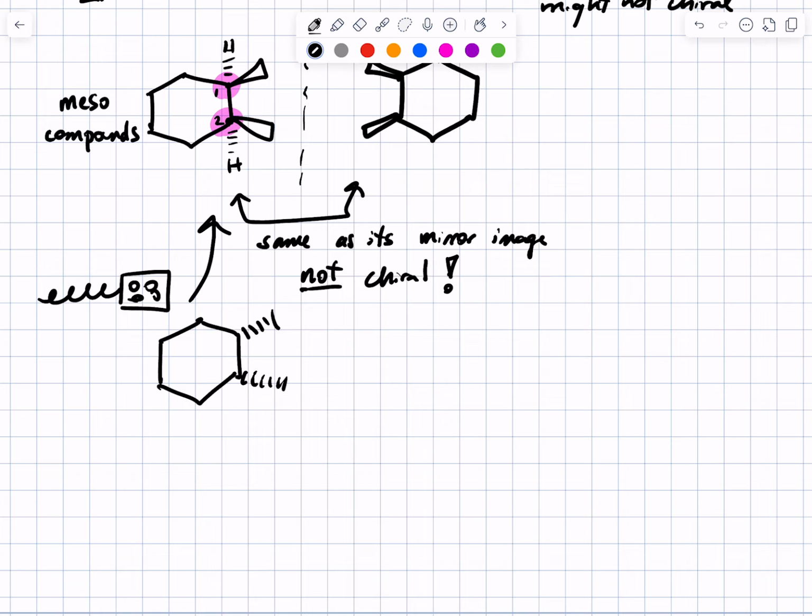So you must get good at manipulating molecules on paper and in your head so as to detect the evil meso compounds which look like they're chiral but actually aren't. Okay, we'll pick that up Wednesday. Have a good day.